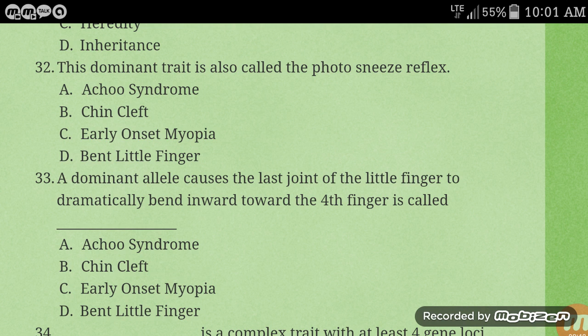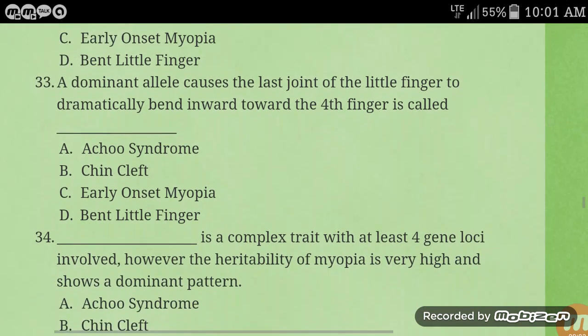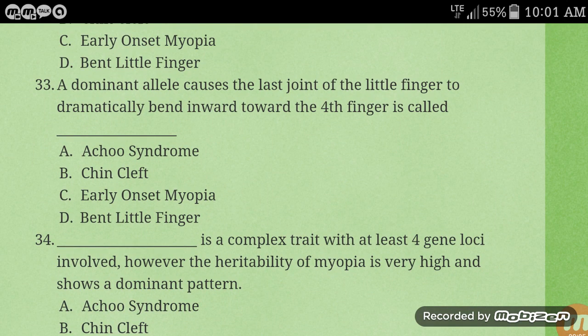Ohtsuka syndrome, chin cleft, and which I really wanted to have, ambicioso. Anyway, early onset myopia and bent little finger. Okay, so it's Ohtsuka syndrome. Okay. Next one, a dominant allele causes the last joint of the little finger to dramatically bend inward toward the fourth finger. What is it called? Of course, it's the bent little finger, letter D.